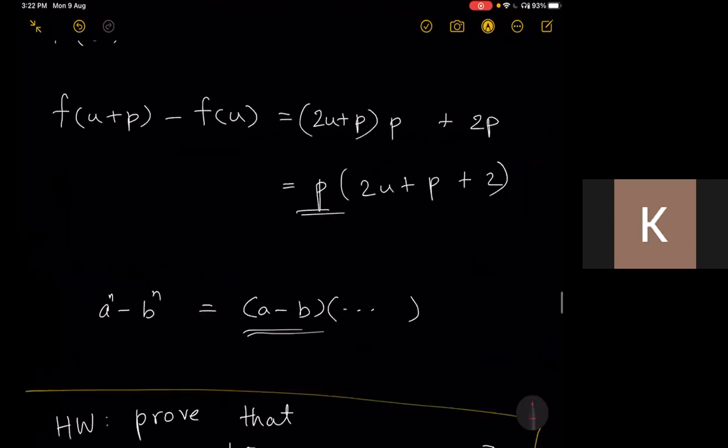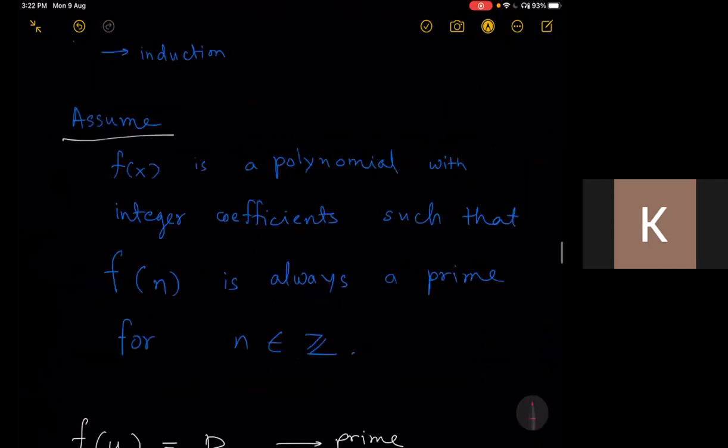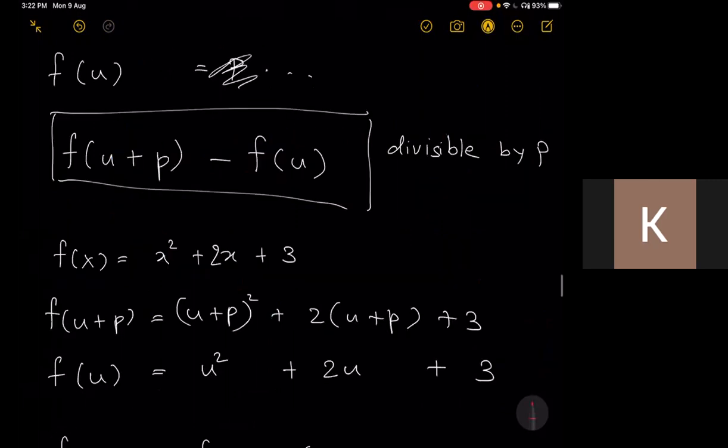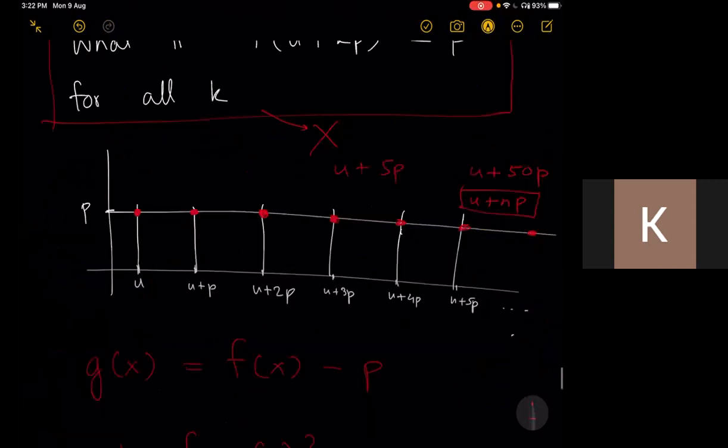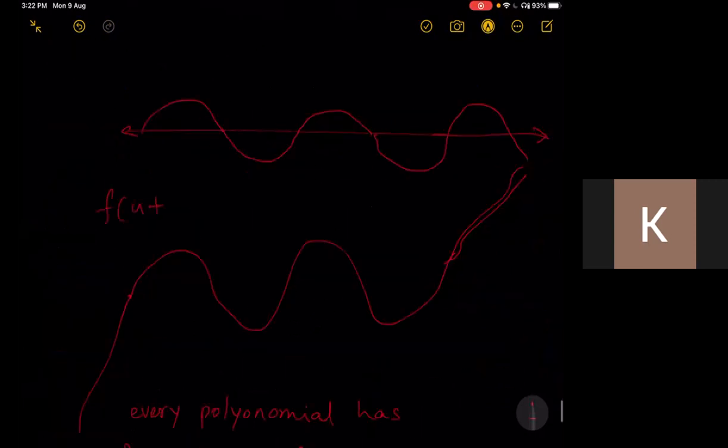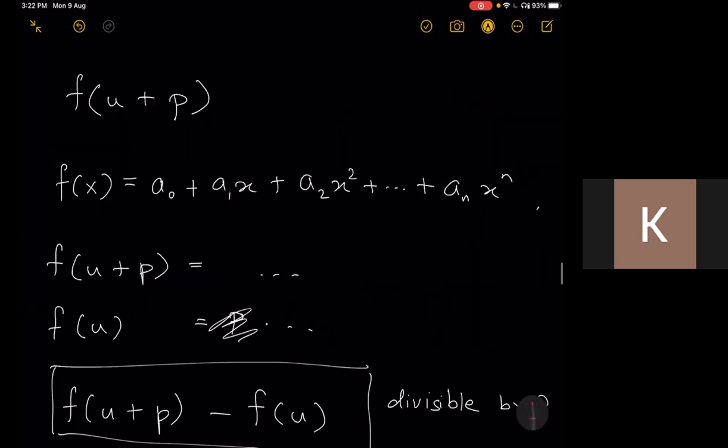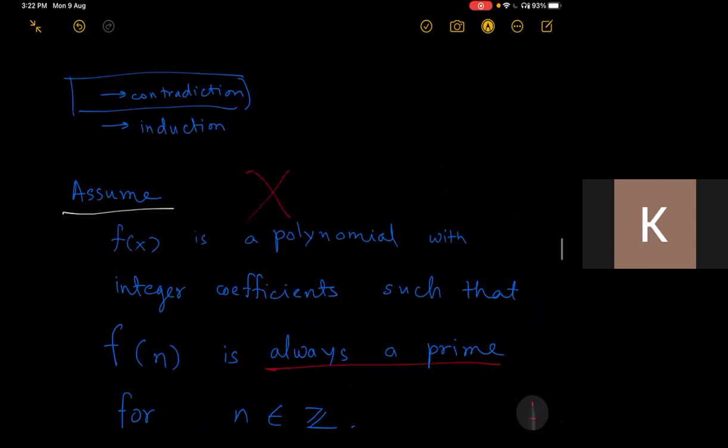So what was our initial assumption? Initial assumption was always prime output. But we have here produced some f of u plus kp for which it is of the form p into k plus 1 and k is not 0. So this thing is definitely composite. And if this thing is composite, our assumption was wrong. Hence proved by contradiction.